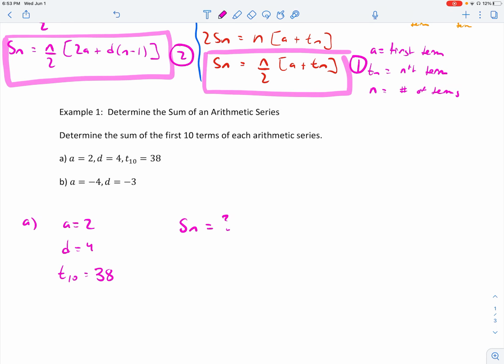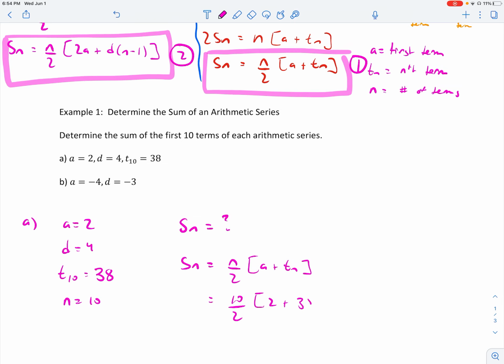Okay. I also know that if there's 10 terms, I know that n needs to equal 10. So I actually have n, I have A, and I have the last term. So this is kind of everything I need. I don't really need this value of D at all. So we're going to apply the equation. So 10 terms, we're going to have 10 over 2. The first term is 2.